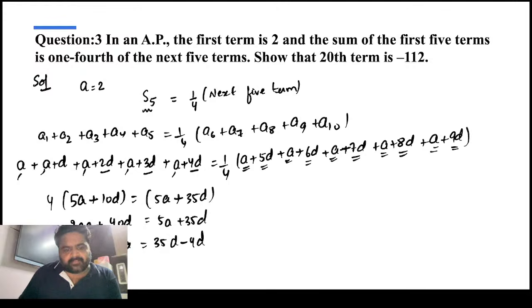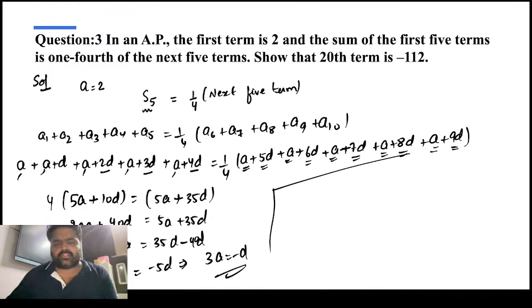20A minus 5A is 15A, which is equal to minus 5D. So 3A is equal to minus D. We'll use this whenever it is needed. Now we are going to use this to show that the 20th term is minus 112.